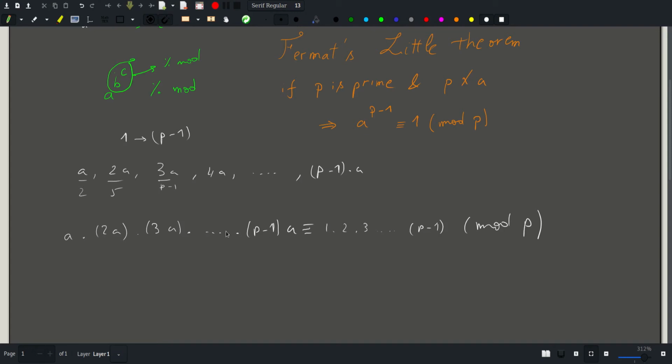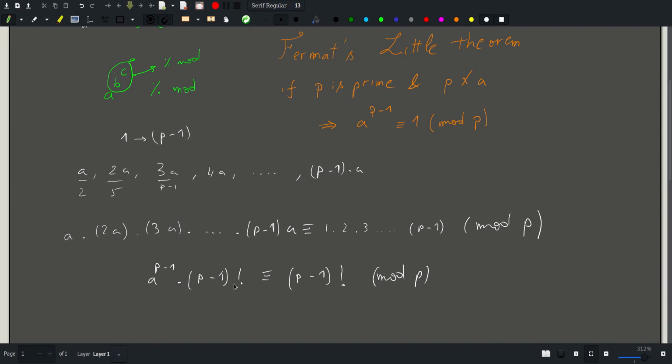So on the left hand side I will have p minus 1 copies of a. So after multiplications I will get a raised to the p minus 1 power times 1 times 2 times 3 up to p minus 1. So that's p minus 1 factorial, which is going to be congruent to 1 times 2 times 3 up to p minus 1. So that's p minus 1 factorial, everything mod p.